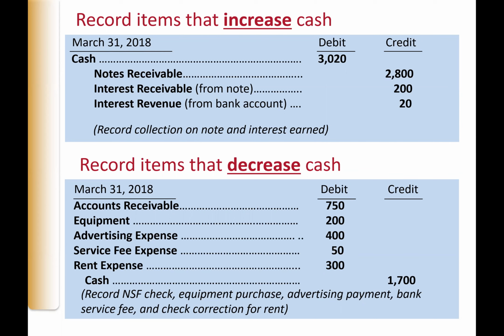We'll debit, okay, and that was the NSF. So that's why we have to show we are going to plan on receiving that again. We'll debit our equipment of $200, debit advertising expense for $400, debit service fee expense for $50, and debit our rent expense for $300 and ultimately credit our cash for $1,700.